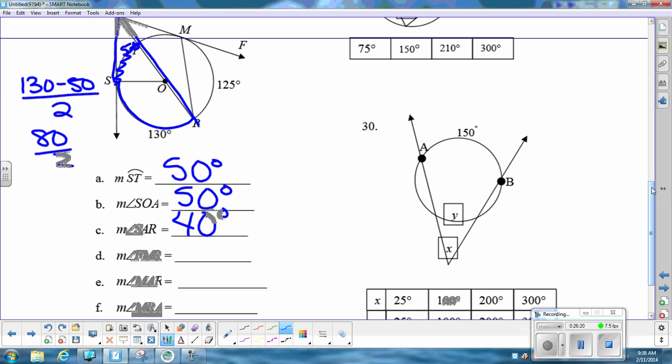FMR. I'm going to outline this in yellow. FMR. That's this inscribed angle. So just divide the 125 by 2. We get 62.5 degrees. All right, I'm going to erase some of the circle to make it less confusing.